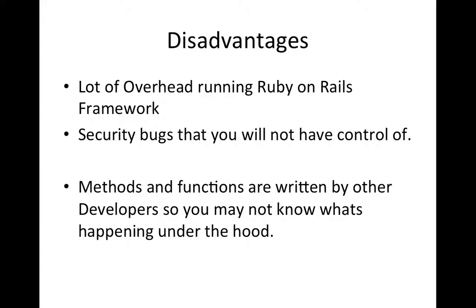Another thing is when I say security bugs that you will not have control of, meaning a lot of things are written for you already, so you don't see it. Just as an example, when you create a Ruby project and you have an HTML page there, there's actually a style sheet already linked to it. You don't see the link like you would if you were doing a CSS page. It's there, it's written within the framework. That's something that would be a disadvantage if you didn't understand that.